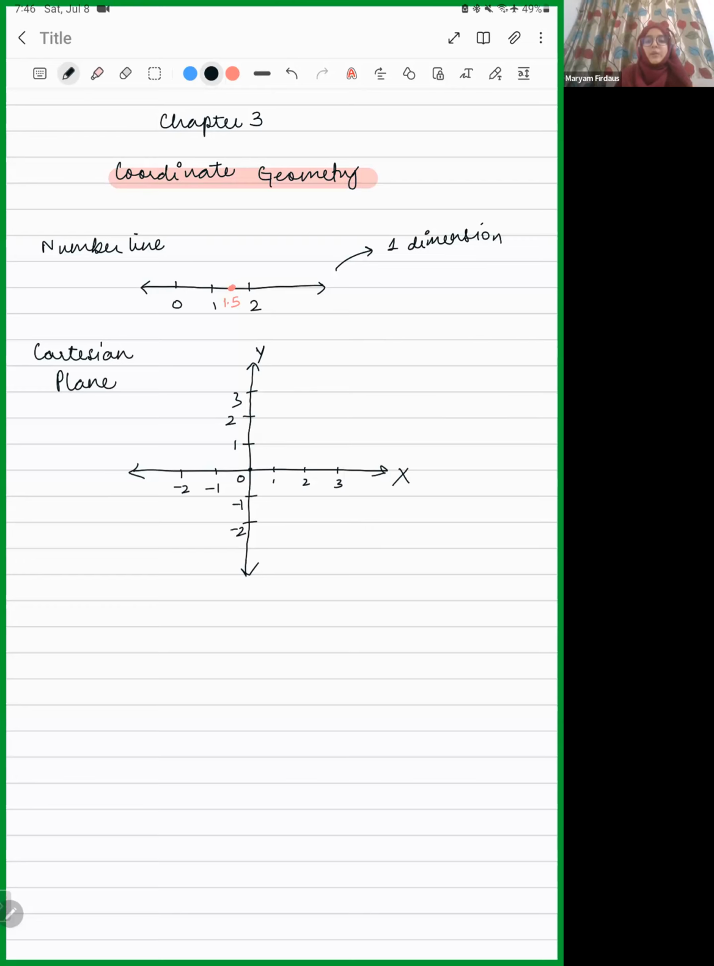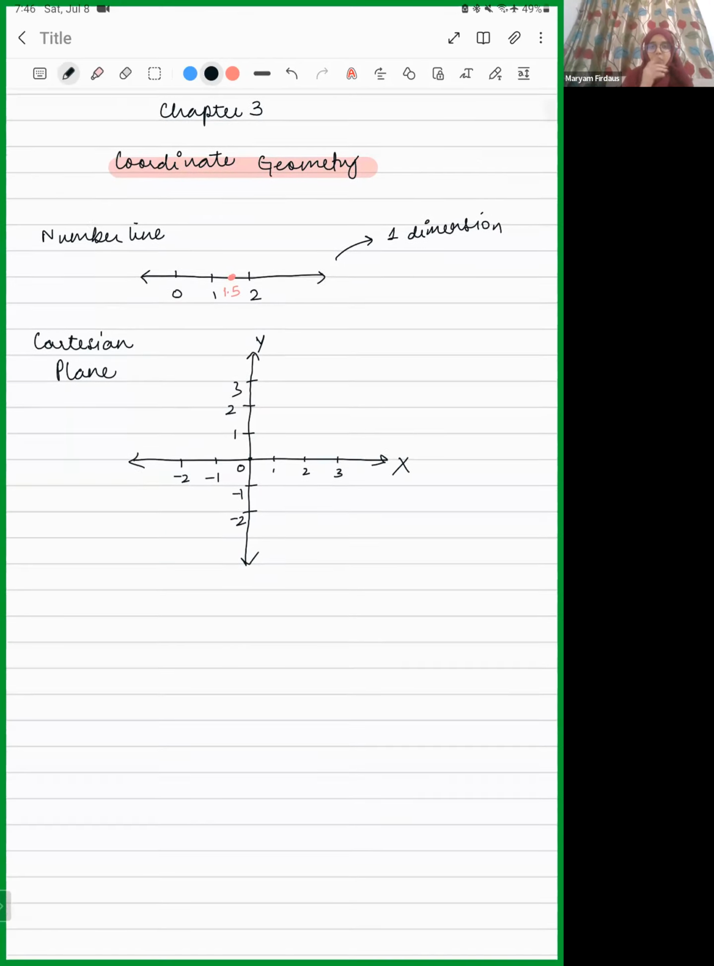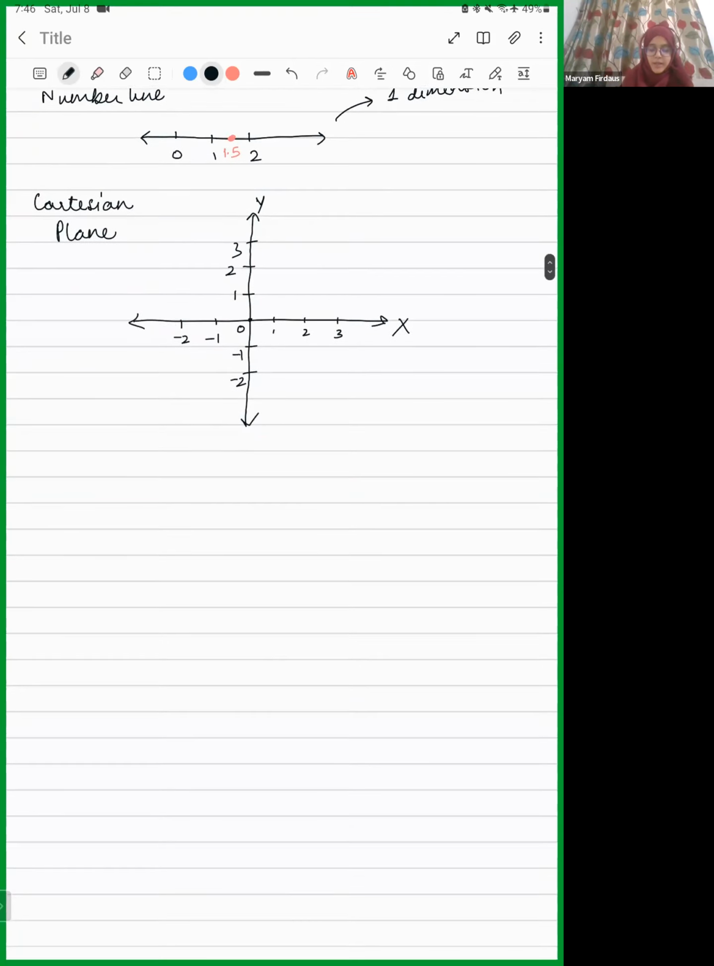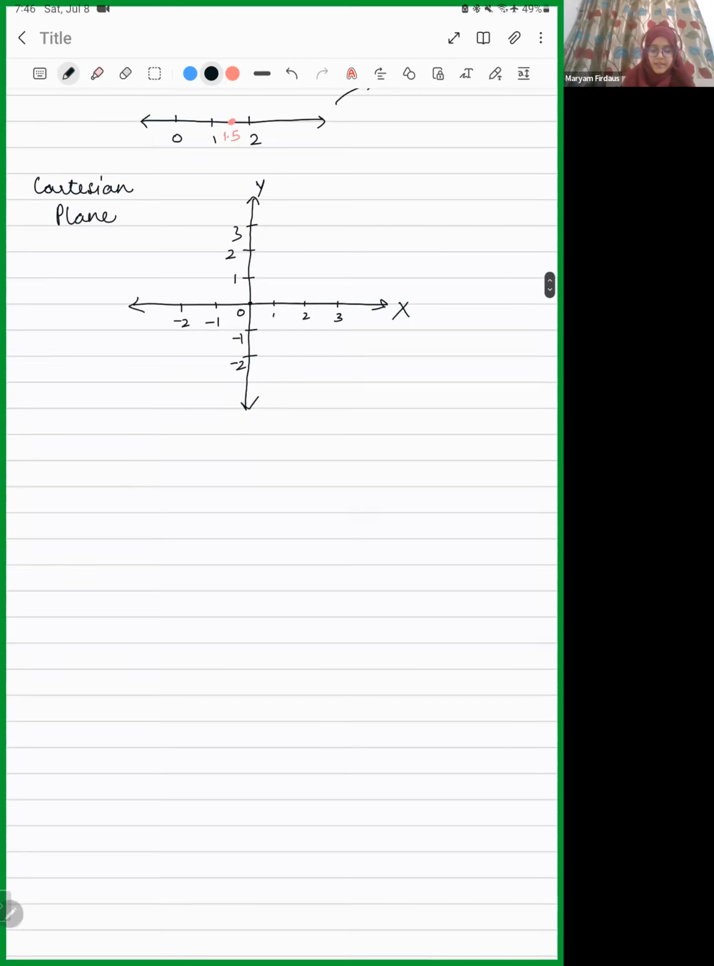Now, why do we even have to use this Cartesian plane? What use is it for us? See, the thing is, let's say you want to locate something. Let's say you are standing in your neighborhood, and your neighborhood looks something like this. These are the streets.